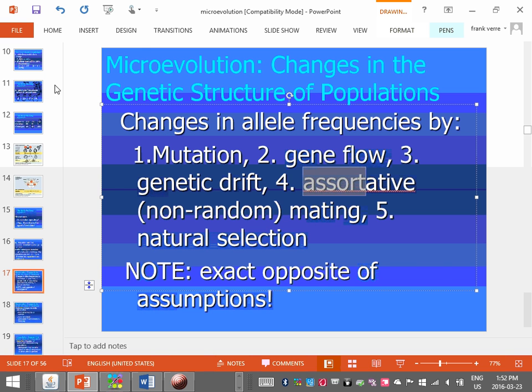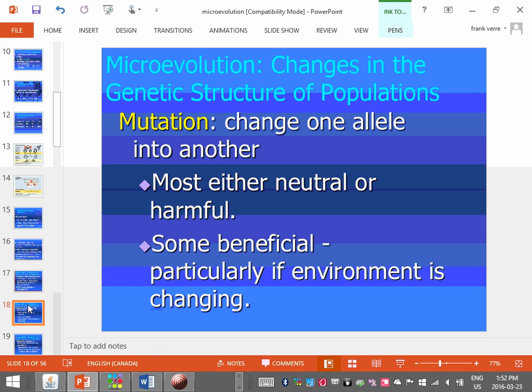Okay, so let's take a look at these things that can affect the frequencies. One is mutation. Now, do you guys know what a mutation is? What is a mutation? Angeli, what is it? Change in the what? Why would mutations affect the Hardy-Weinberg equilibrium?